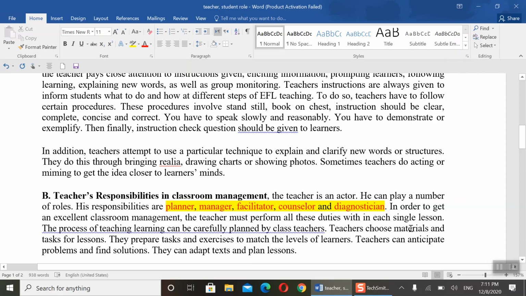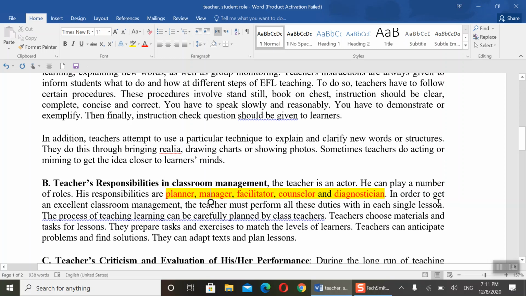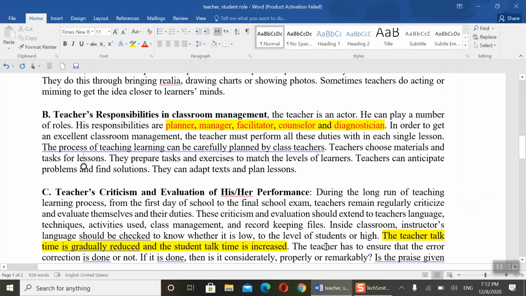Within each single lesson, the process of teaching and learning can be carefully planned by class teachers. As I told you, you choose materials and tasks for the lesson. They prepare tasks and exercises to match the levels of learners. Teachers can anticipate the problems and find solutions. You as a teacher have to anticipate the problems, and sometimes there are certain problems and you have to solve them.